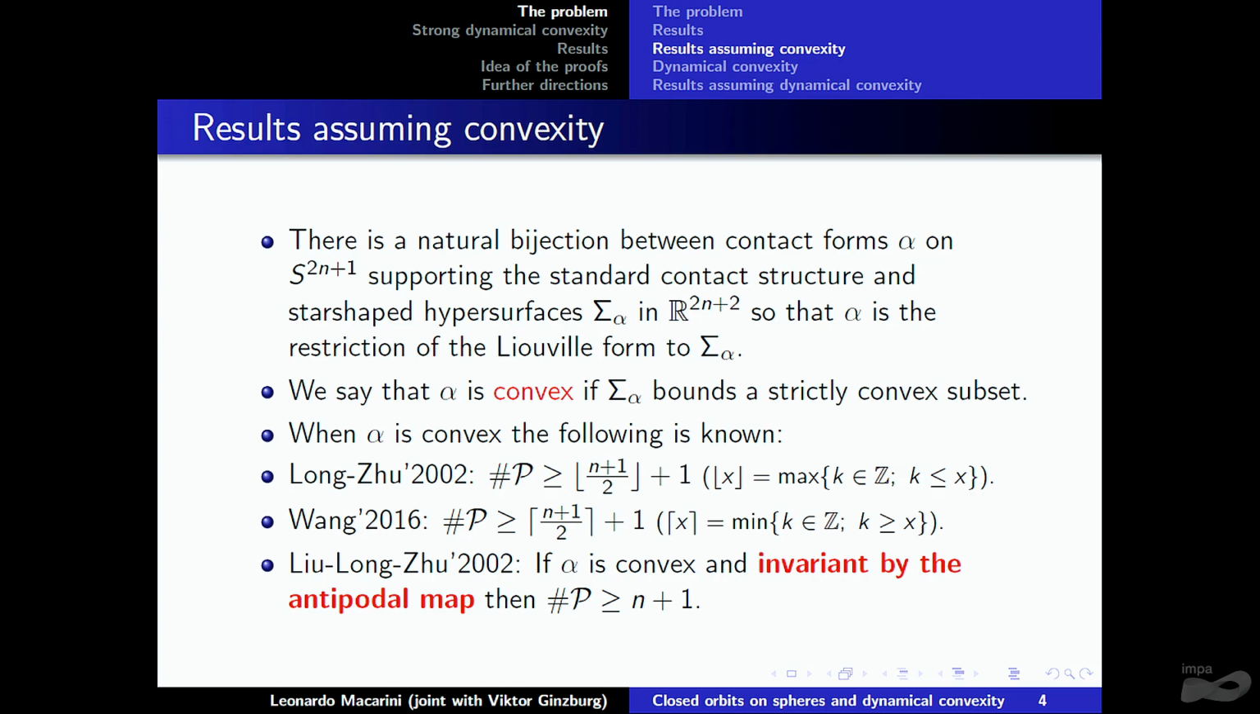And Liu, Long and Zhu in 2002 proved that if alpha is convex and invariant by the antipodal map, so you have this symmetry, then the conjecture is true. Namely, you have at least n plus 1 simple periodic orbits. So with this symmetry, we have the result.